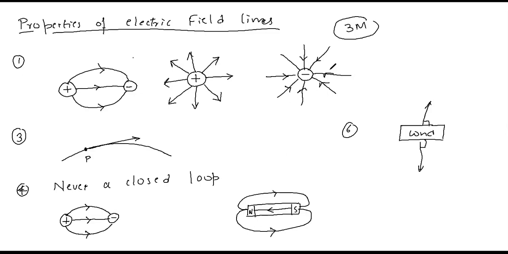And the last property is electric field lines are always perpendicular to the surface of the conductor. Okay, got it? So these are the 6 properties of electric field lines. And now we'll go to electric flux. This is also an important concept. We are moving to electric flux.